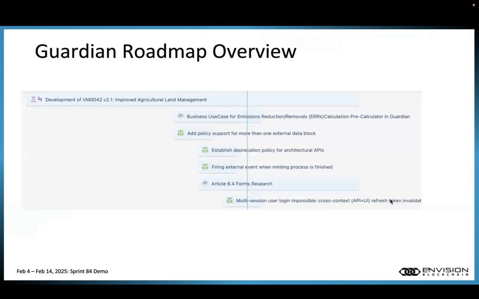Talking about the Guardian roadmap, we are continuing our work on the development of the VM0042 v2.1 version, which is the improved agricultural land management. We are also working on the business use case for the emission reduction removal calculation pre-calculator. We completed adding policy support for more than one external data block. We are working on establishing a deprecation policy for architectural APIs. We are also working on firing an external event when the minting process is finished.